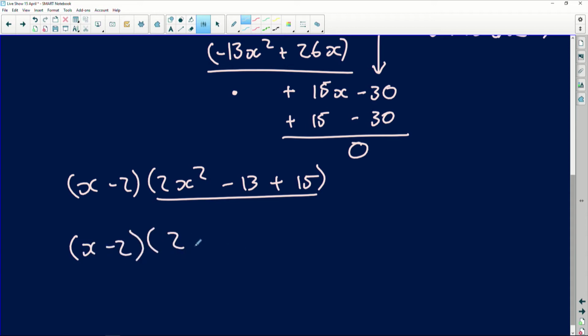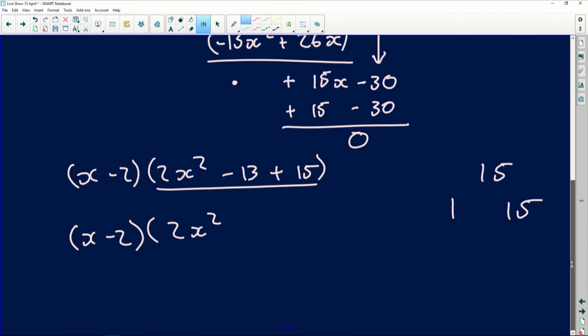We're going to have 2x squared. And the factors of 15 that give me 13, well, it's going to be 1 and 15. It's going to be 2 and, well, sorry, 2 doesn't go into 15. It's going to be 3 and 5. 3 and 5. Let me get my pen over here. Okay, but guys, I've just forgotten something over here.